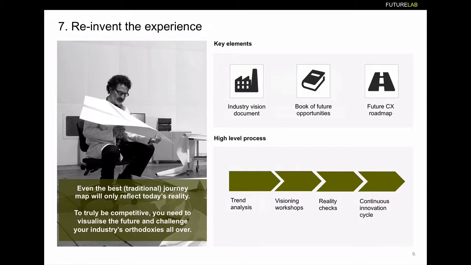Once that description is done, it can be the basis for what is called a book of future opportunities. A book of future opportunities takes this industry vision document, takes the existing competitive position, takes the customer insights which have been collected, and redescribes them as how the future could look.